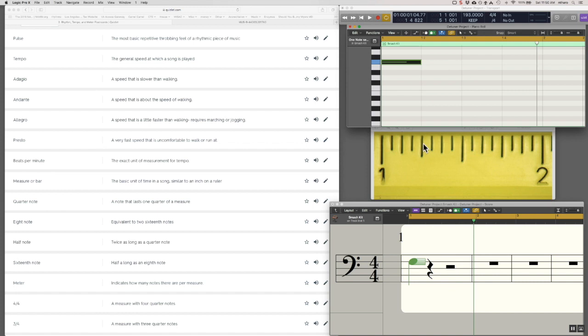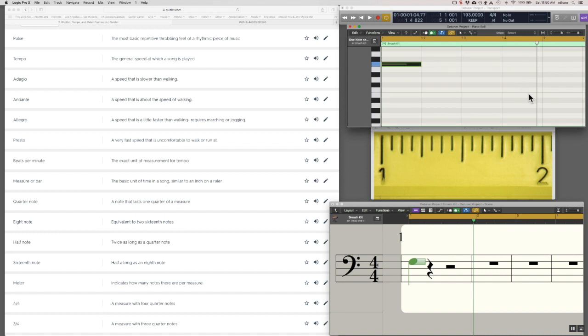Okay. The next shortest note is a quarter note, and guess what? It's just like the ruler. A quarter of an inch is a quarter of a measure, and a quarter note is a quarter of a measure. If we hit play, you'll hear it lasts a very short period of time, and it only goes a quarter of the way in the measure. It is a filled circle with a stem on it.